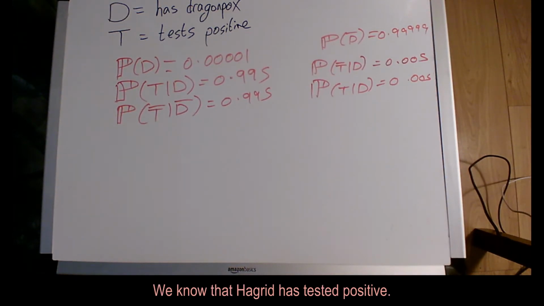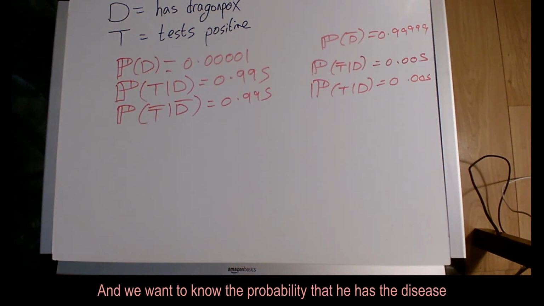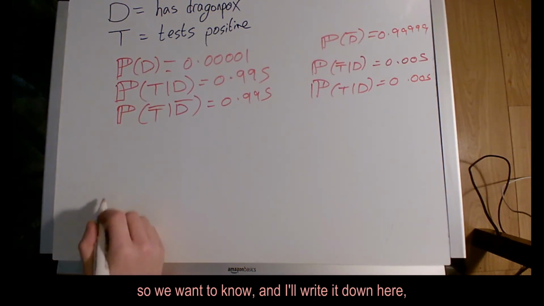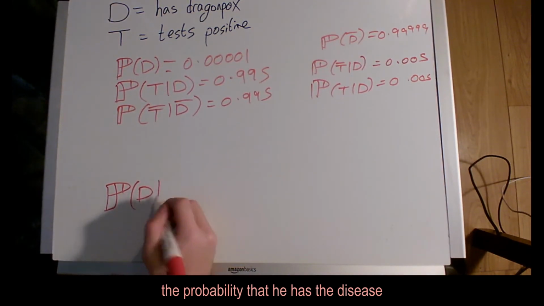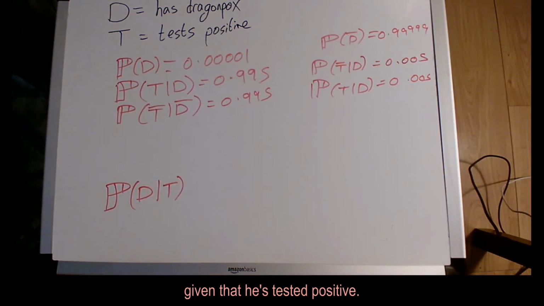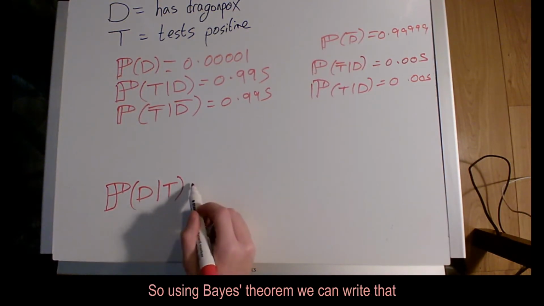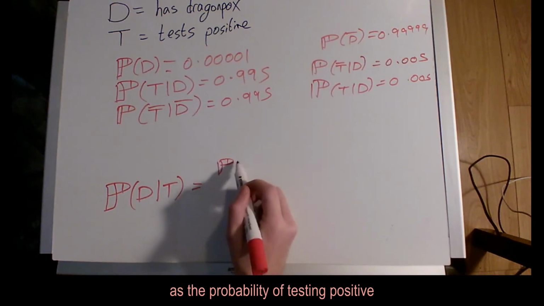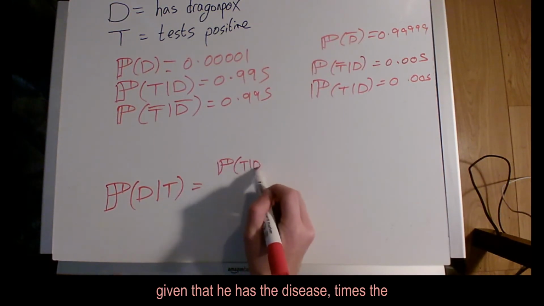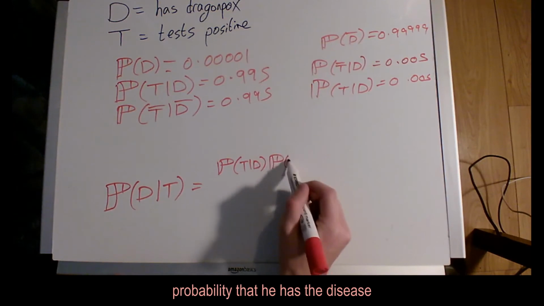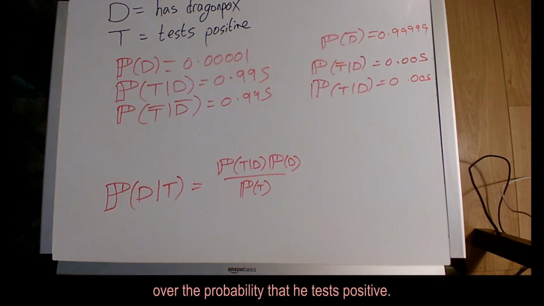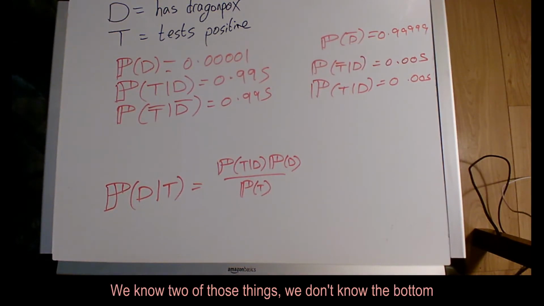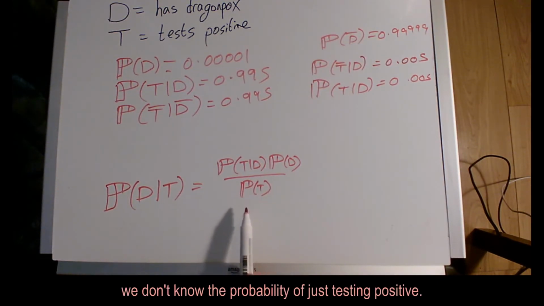We know that Hagrid has tested positive, and we want to know the probability that he has the disease. So we want to know, I'll write it down here, the probability that he has the disease given that he's tested positive. So using Bayes' theorem, we can write that as the probability of testing positive given that he has the disease times the probability that he has the disease over the probability that he tests positive. We know two of those things. We don't know the bottom. We don't know the probability of just testing positive.